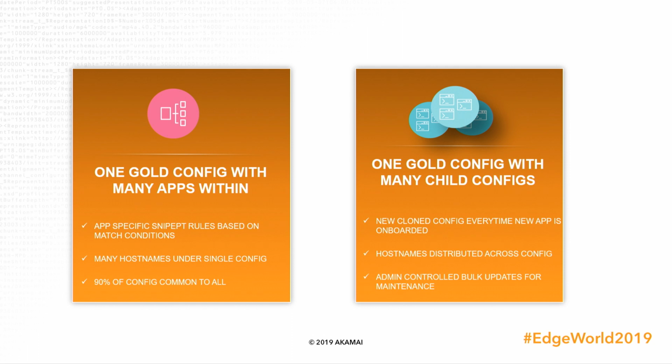The second method that we see a lot of our users use is one gold config with many child configs. So in this case, you still have your gold config. Every time a new app is spun up, same process, but you're cloning your gold config. So every time a new app is spun up, it's based off of your templated gold config. And then every time there's an update that an admin needs to do, it's done across all of these configs at the same time.